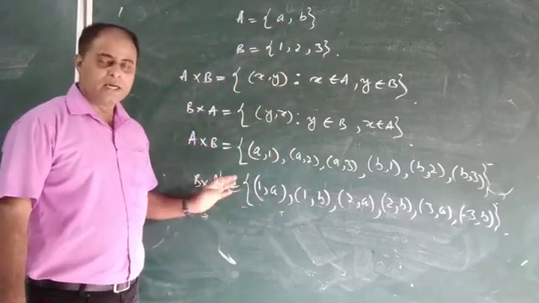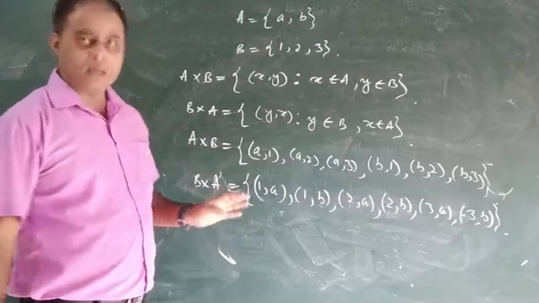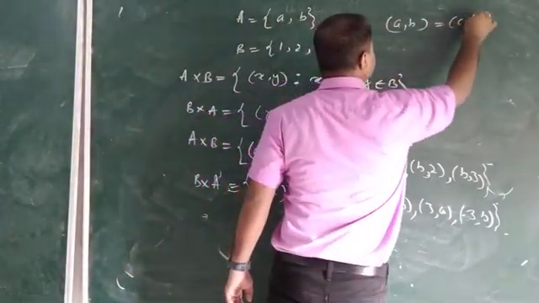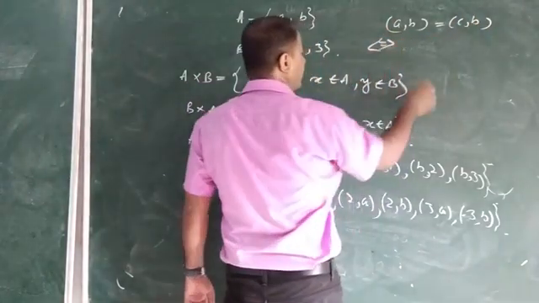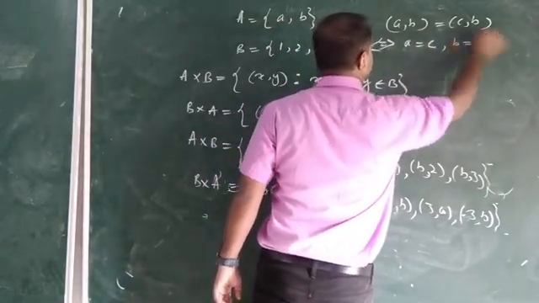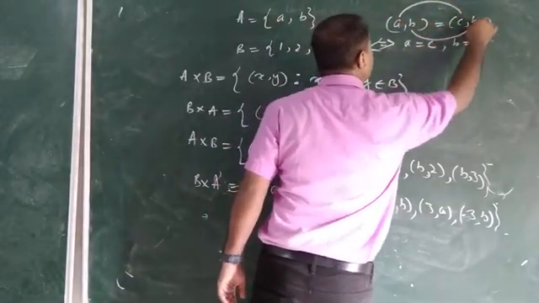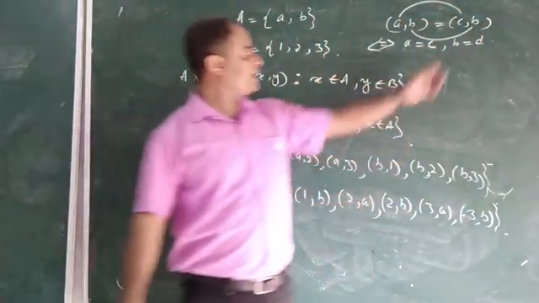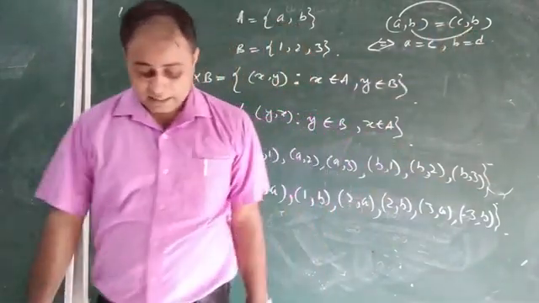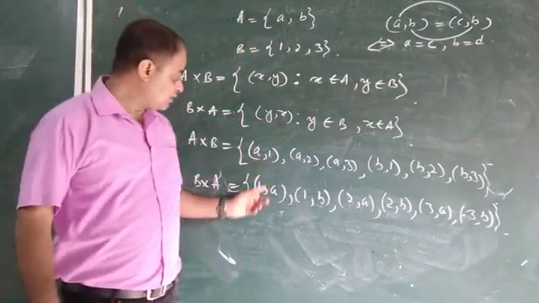Why? Two ordered pairs are equal, say (a, b) equal to (c, d), if and only if a equal to c and b equal to d. The first element equals the first element of the right hand side, the second element of the left hand side is equal to the second element of the right hand side. But here a is not equal to 1.